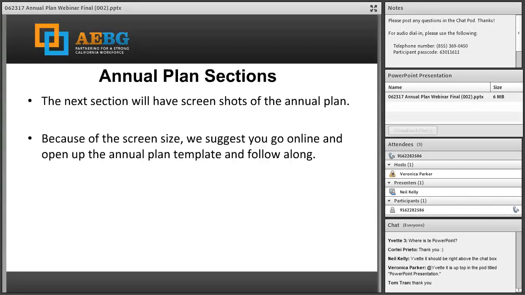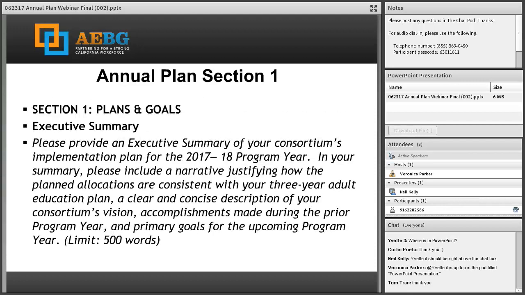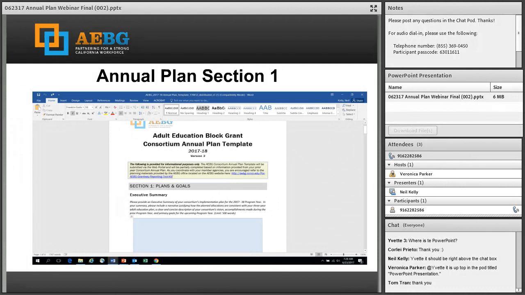So we do have screenshots, but they are kind of small, so we would encourage you to print out the annual plan website. So the first section, and we'll show you what it looks like. The first page of the annual plan would look like this.